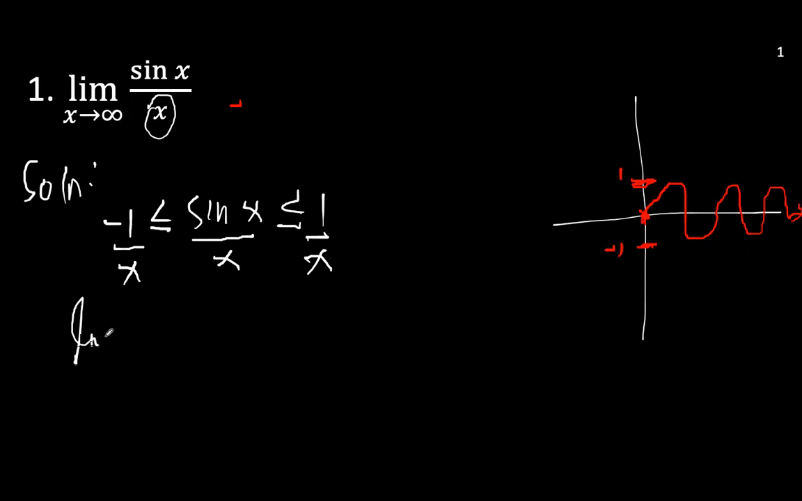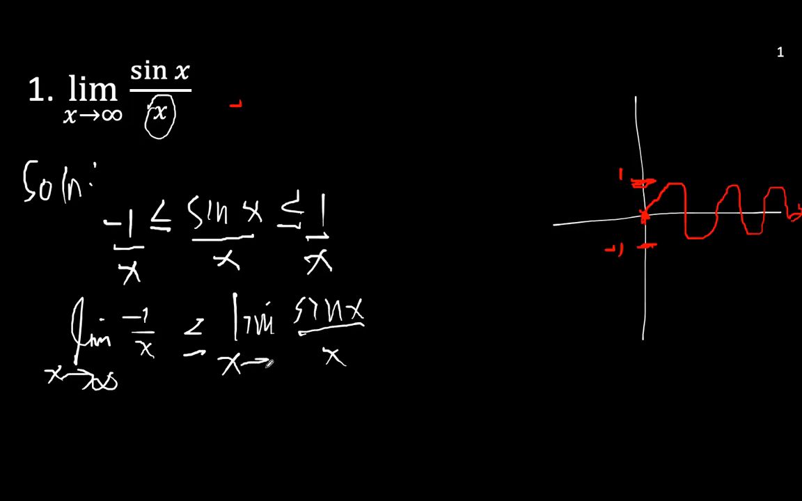So we could have the limit of -1 over x as x approaches infinity is less than or equal to the limit of sine x over x as x approaches infinity is less than or equal to the limit of 1 over x as x approaches infinity. Since, again, it's quite hard for me to find the limit of this middle term, I might work on the left-hand side and the right-hand side of the inequality.